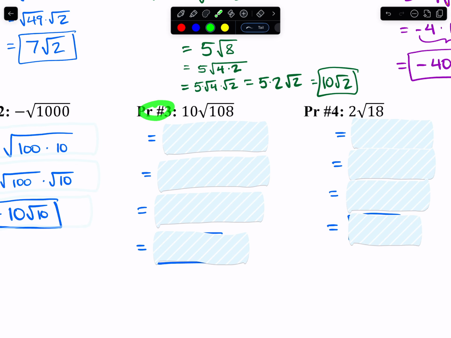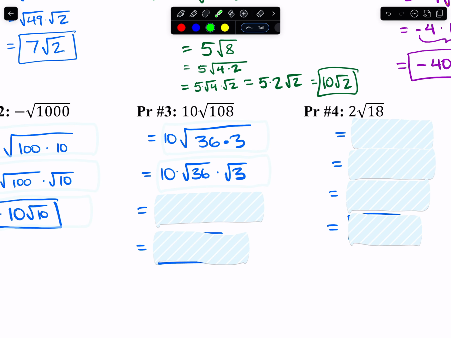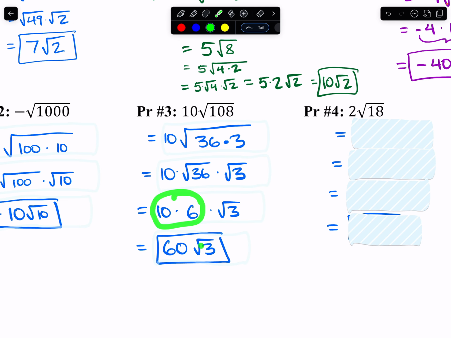In practice problem 3, we have 10 times the square root of 108. The largest perfect square that's a factor of 108 is 36. So we can rewrite our expression this way. The square root of 36 is just 6. And then we need to multiply the numbers outside the radical. We'll get 60 root 3 as our answer.